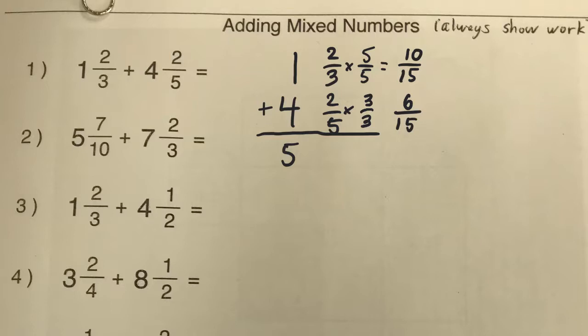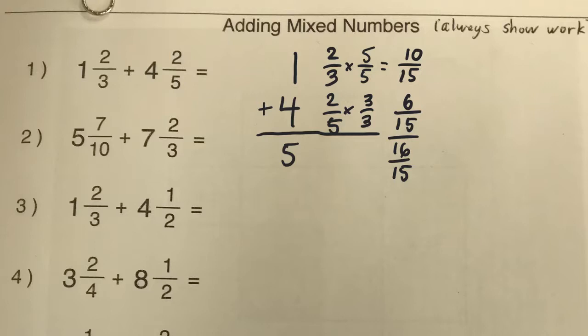10/15ths plus 6/15ths is going to give you 16/15ths. However, it looks like we have ourselves an improper fraction. If it were a proper fraction, we can just put it together there and we're done. But this is improper. We need to convert it to a mixed number first.